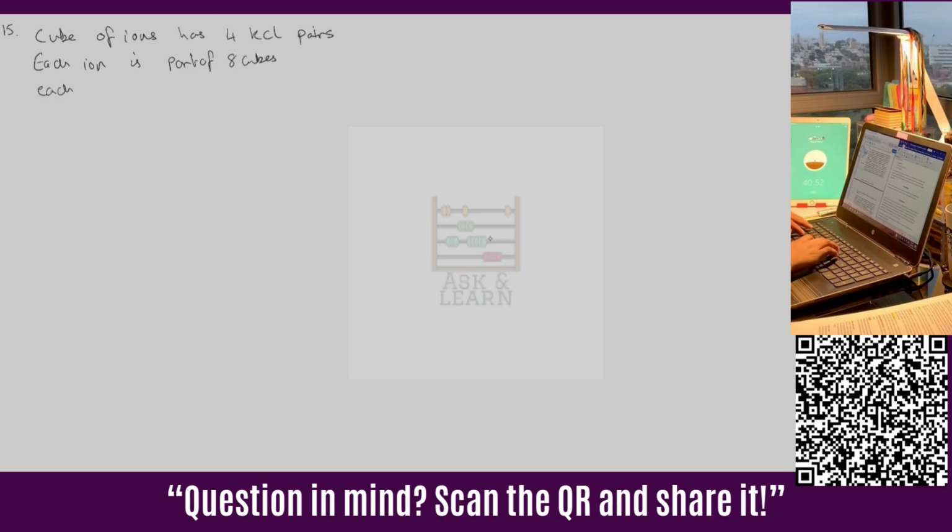So each cube contains, rather, a half of one potassium chloride molecule. So we can think of the cube here and we can say that it has side length L, and we also know the volume would be L cubed.